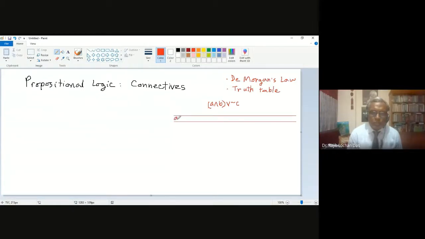I am doing this a little quickly because you already know all these, so I do not need to explain in detail. If you need me to explain, then I will do it. But I think you all know about the truth table for this expression. Everyone knows about the truth table expressions?